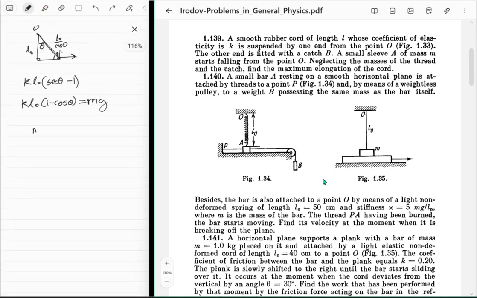Fine. So mgh is in this case just L naught sine theta. Okay, that's one thing. So that's positive work done on it. Then there's negative work done by the spring, so just negative half kx squared.